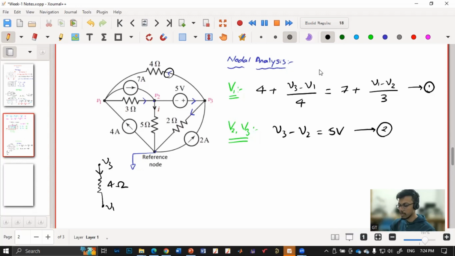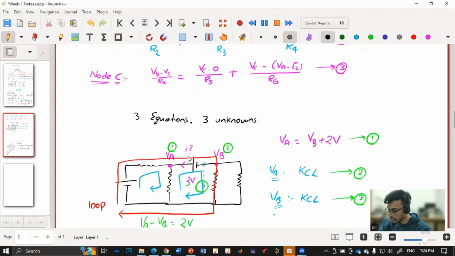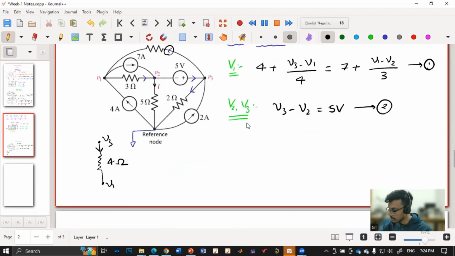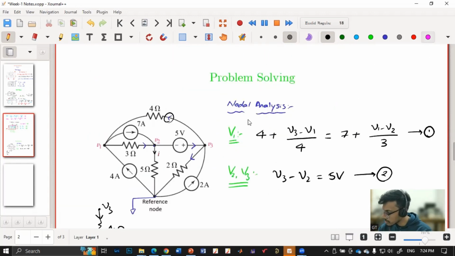There could be a number of ways. I can take one loop and solve, or I can assume this current to be I. So my unknowns will be 4. Then I'll get KCL here, KCL here. So now I will get 4 equations, 4 unknowns, but it is very lengthy. I don't want to do that. So what else can I do?